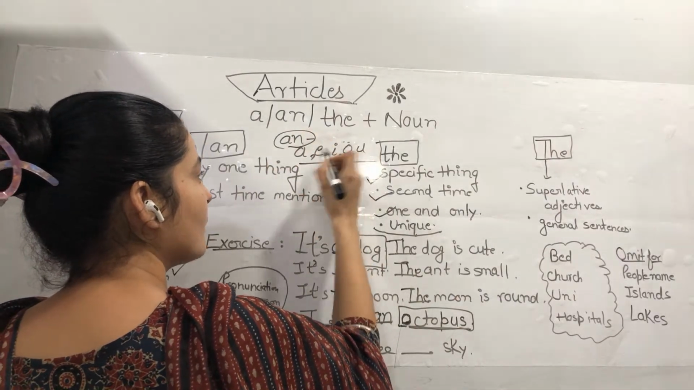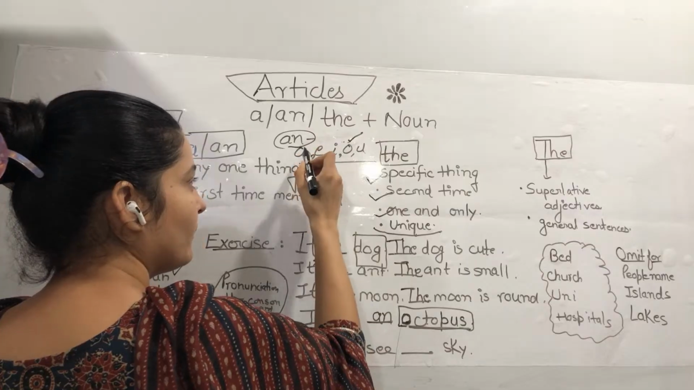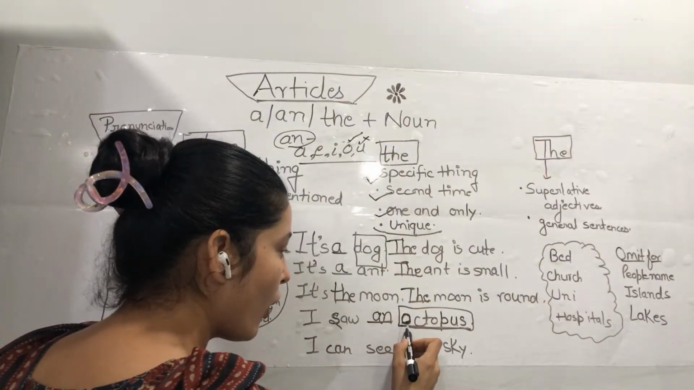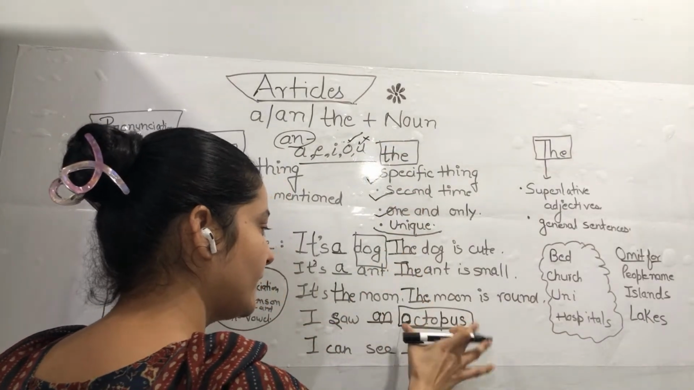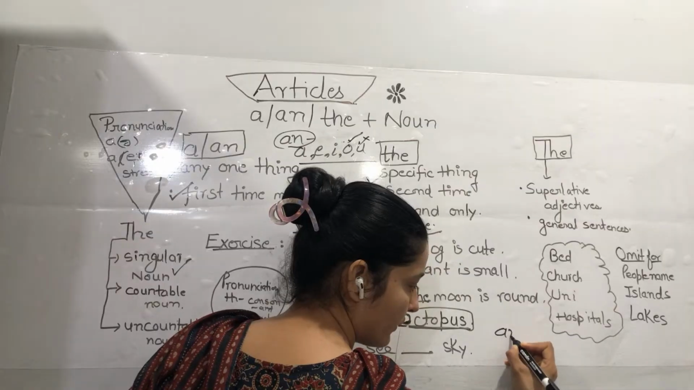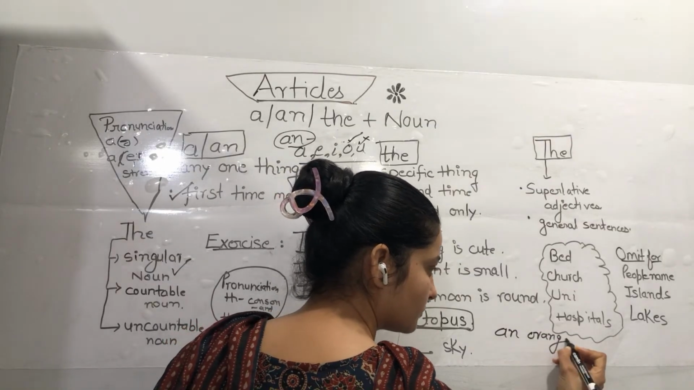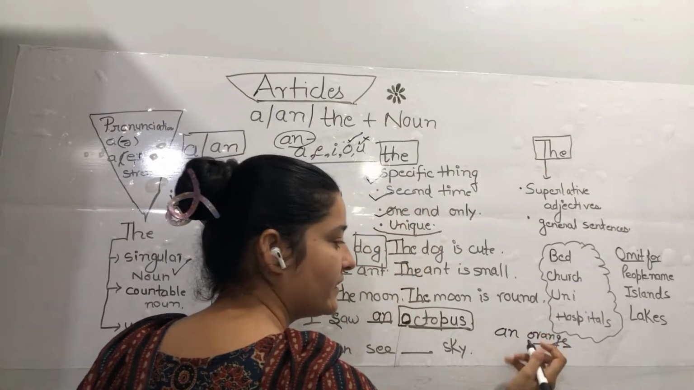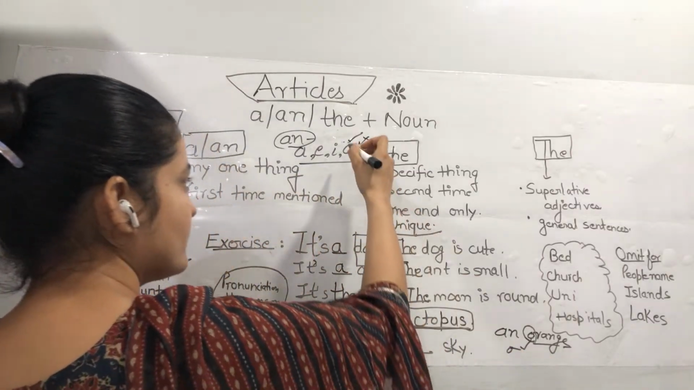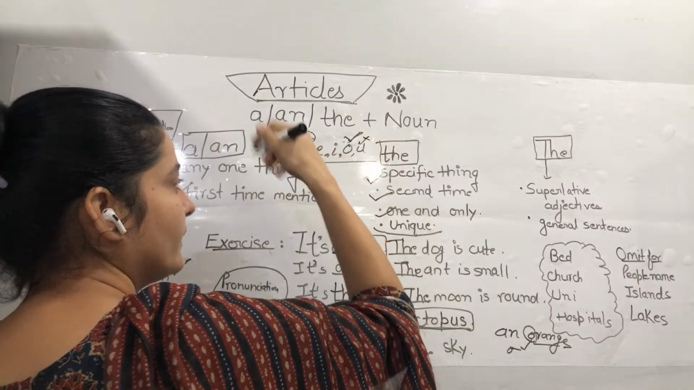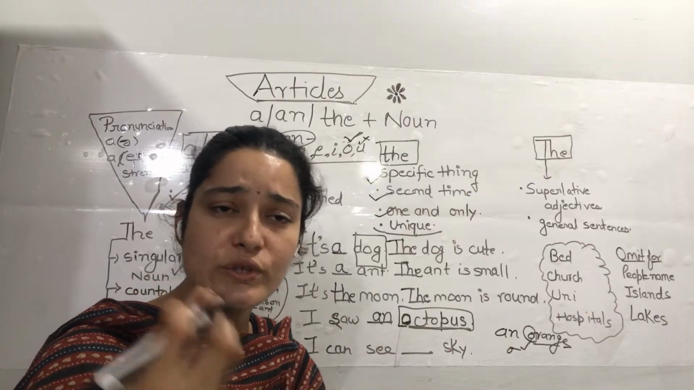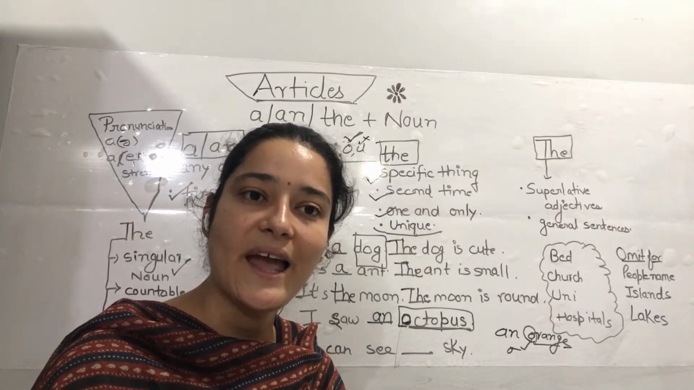Okay, it is giving the sound this one. It is not giving a, e, i, but it is giving o, not u. So it is giving octopus. If it might be orange, then also we would be using an orange. An orange, because the first letter of this word is giving the sound o. Okay, and o is a vowel. And if any word's first letter is giving a, e, i, o, u sound, then you have to use the article an, right?